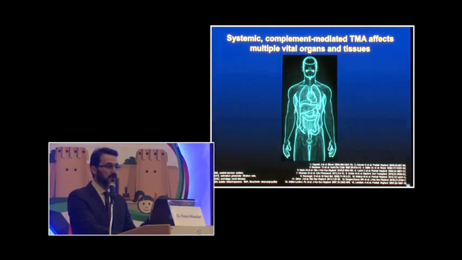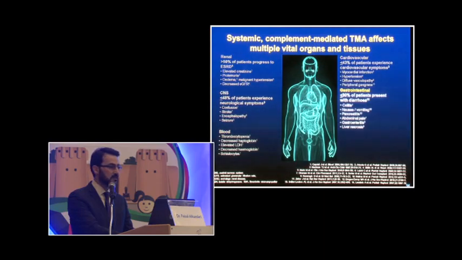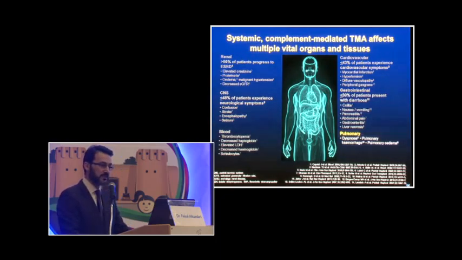Does it affect only the kidneys? No, it's a systemic disease. The atypical HUS might affect all organs, including kidneys, central nervous system, causing seizures and encephalopathy, blood, as we mentioned, cardiovascular system, where it might cause myocardial infarction, gastrointestinal with bleeding and colitis, and also pulmonary with pulmonary hemorrhage.